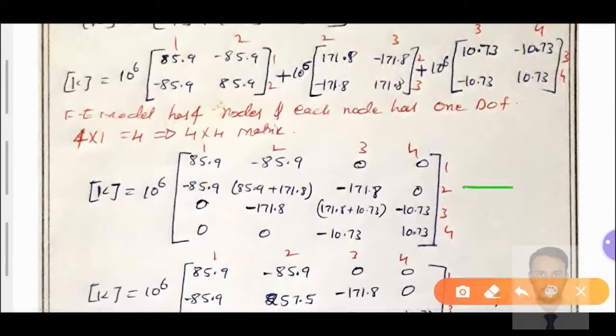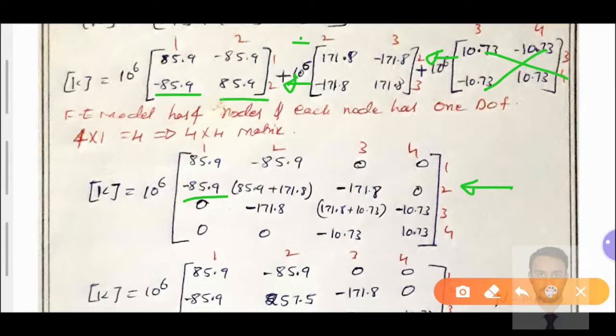Similarly, we consider row number 2, where exactly it is in matrix number 1 and matrix number 2 for elements 1 and 2, but in the third matrix we don't have any second row. The second row, first column value is minus 85.9. Similarly, copy it, and we don't have any value for the first column in the second matrix. So minus 85.9 plus 0 equals minus 85.9, right?